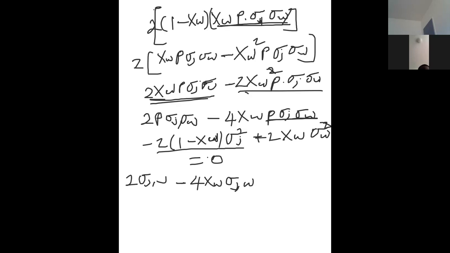Now when I expand this one, I'm going to have minus 2 variance of J, plus 2 XW variance of J, plus 2 XW variance of W, equals to 0. So now we have it like this.